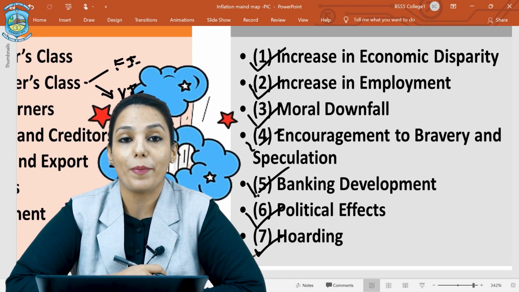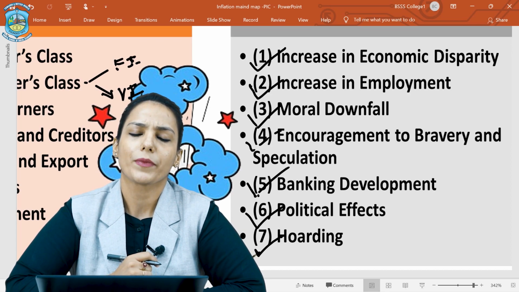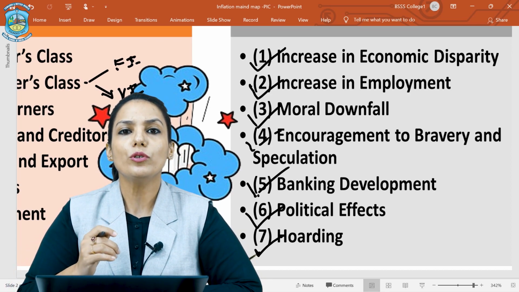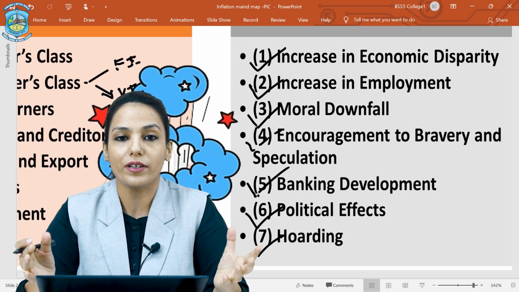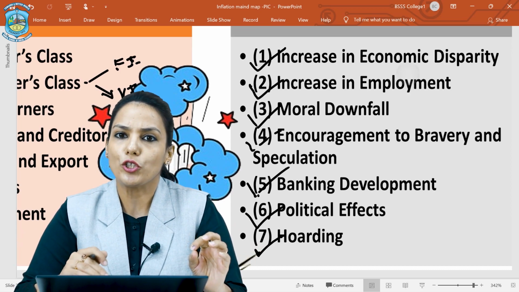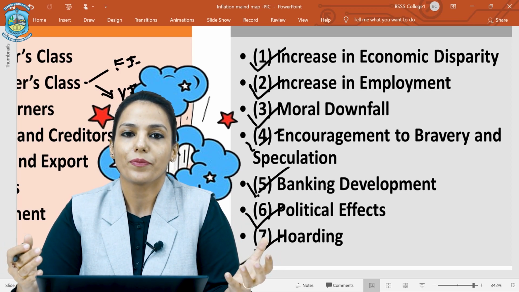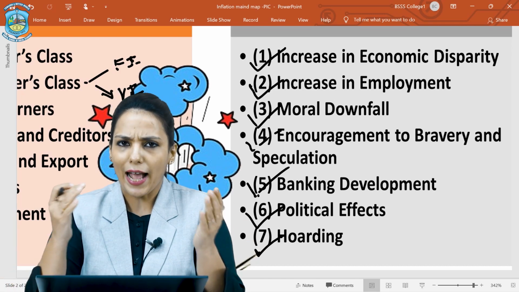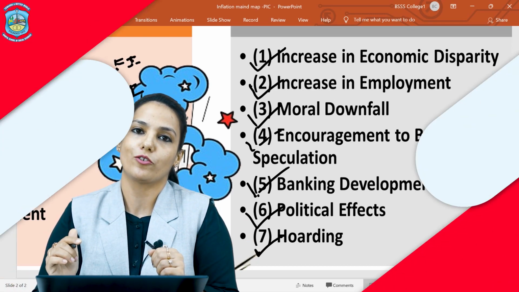Last, the social effect of inflation is hoarding. We see that the producers and dealers create an artificial scarcity of commodities in the market by stockpiling in order to have more profit from higher pricing, and as a result, consumers face a greater burden of inflation.